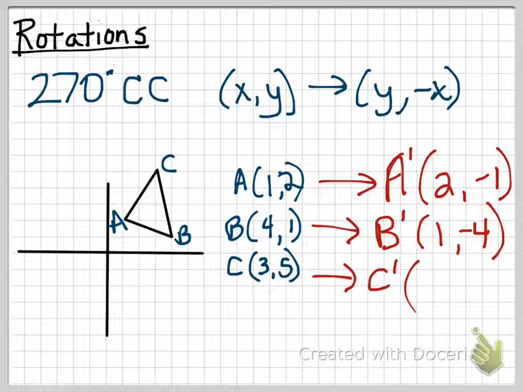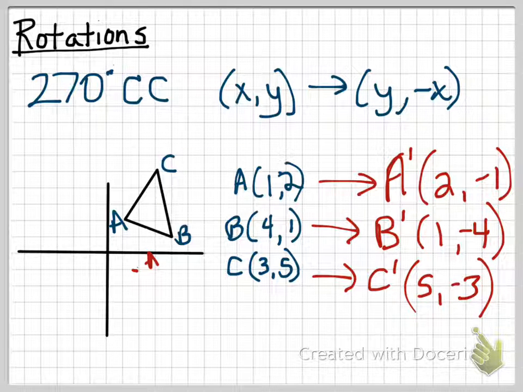And then finally for C, if C was at (3, 5), when I look at its image, we're going to flip them, so we're going to change it to (5, 3), and we're going to change the sign of the second one. So it's going to be located at (5, negative 3). If I look at the graph, (2, negative 1) is going to be down here in the fourth quadrant. So there's my A prime. B prime is going to be at (1, negative 4): 1, 2, 3, 4. There's my B prime. And then C prime finally is going to be at 1, 2, 3, 4, 5, negative 3. So there's my C prime.